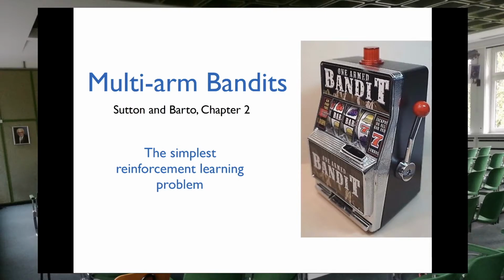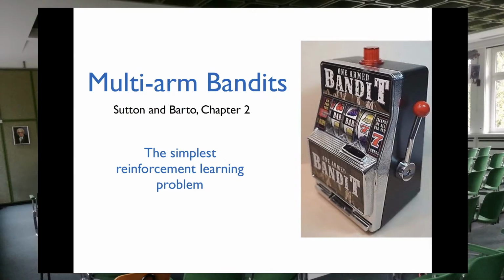So here in the picture you can see a machine, a one-arm bandit machine, and the idea of these machines is that you pull the lever and you receive a prize. Sometimes you receive a prize, sometimes you don't receive a prize.